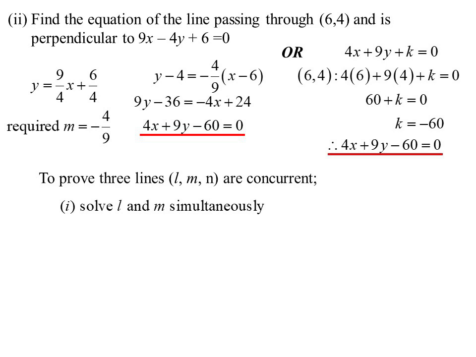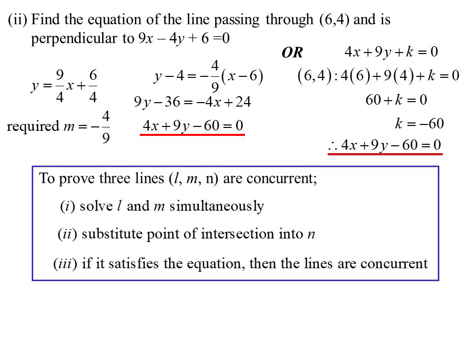And then all I've got to do is show that that point of intersection is on the other line. So I'd substitute it into the other one. And if it satisfies, then yeah, these lines must be concurrent. They all go through the same point.